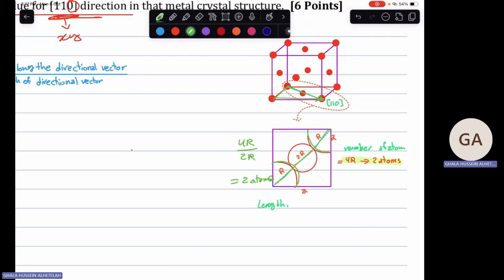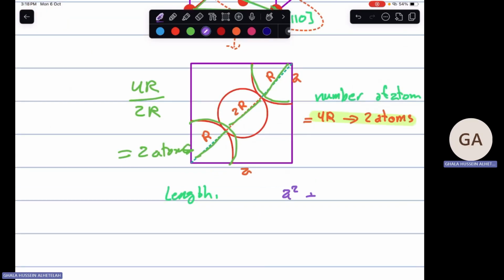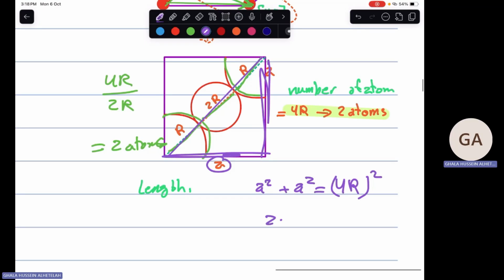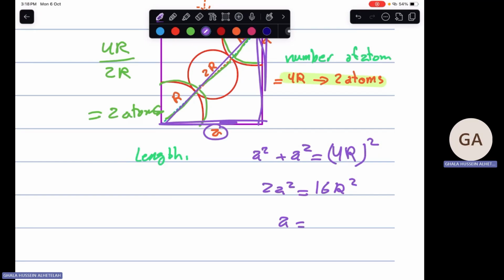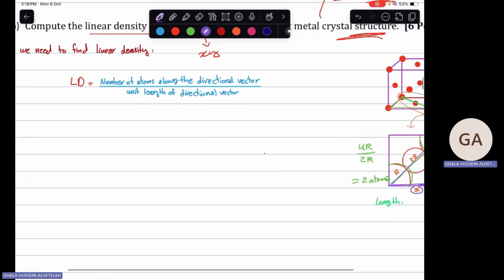How can we find the length of this direction? Basically by using the Pythagoras. Okay. a squared plus a squared, where this is the side a, is equal to (4r) squared, which is 2a squared equals 16r squared. So a is equal to 2 square root of 2 r. We did it many times, so you have to memorize it very well.